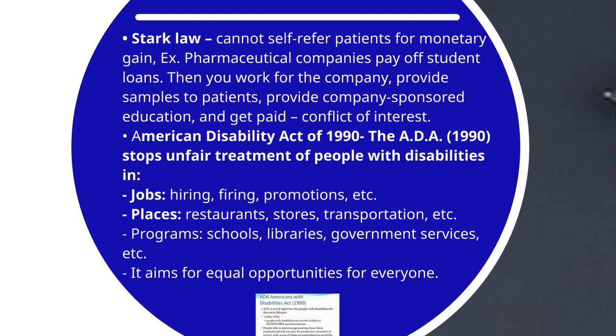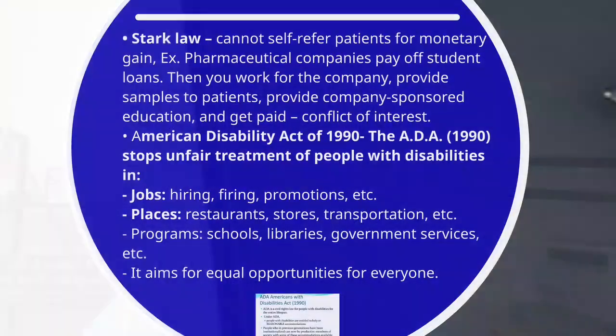When I say Stark Law, I want you to think about under the table, right? Getting something under the table, benefiting under the table when the law is specifically against it, right? So basically, with the Stark Law, you cannot self-refer patients for a monetary gain. For example, here, huge in real life and possibly on a board test, a pharmaceutical company pays off your student loans. Then you work for the pharmaceutical company and provide samples to patients.